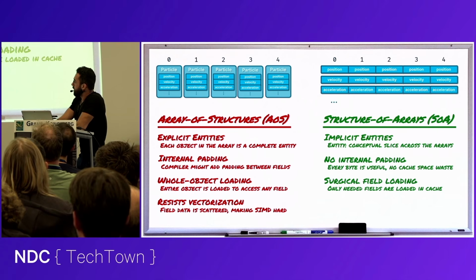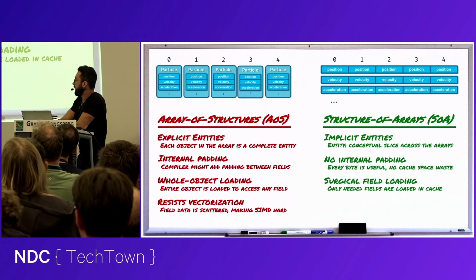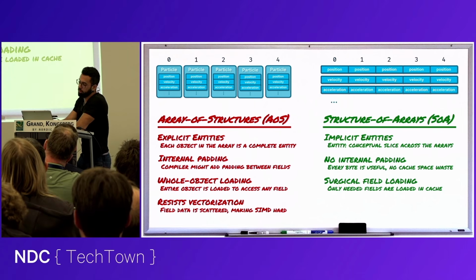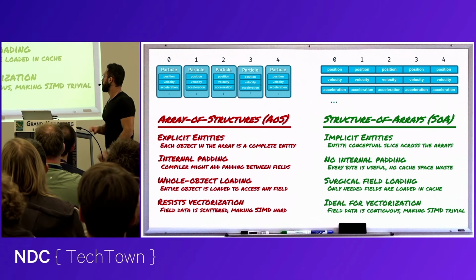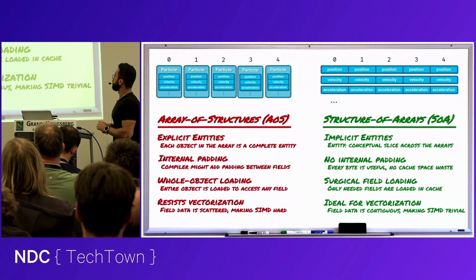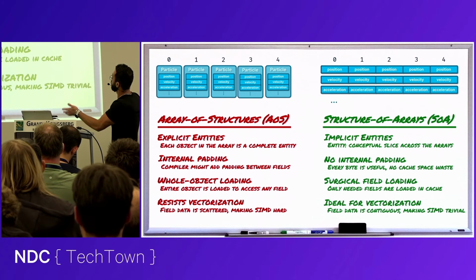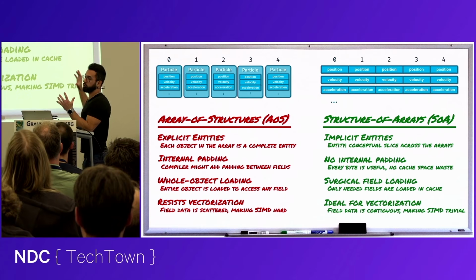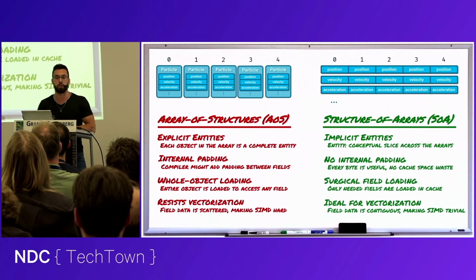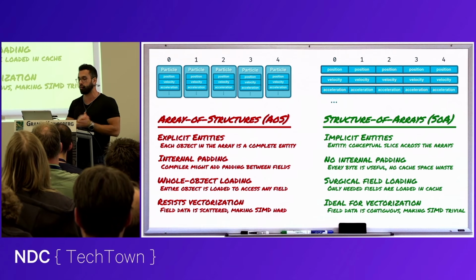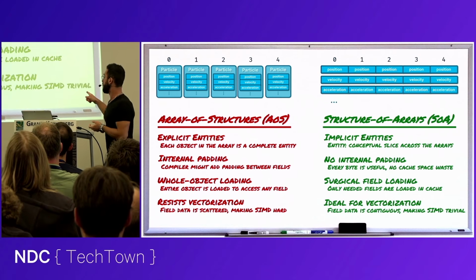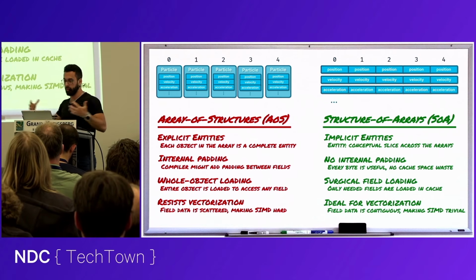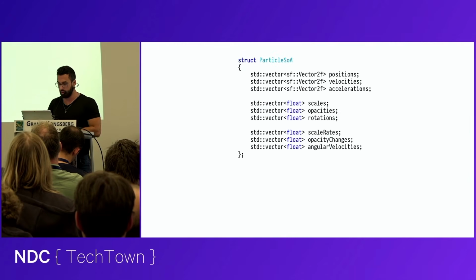AOS can be vectorized, but it's not the ideal layout for SIMD, so the compiler is going to have to do some stuff to make that work. We're going to see an example later. SOA is ideal for vectorization. Because every field's data is contiguous, you can easily see how I could take a SIMD register with all 4 positions and then all 4 velocities and perform a vectorized operation. It becomes much, much easier for the compiler to do vectorization on this stuff. And I also want to add, it's also ideal for GPUs. GPUs really like this layout as everything is flat and contiguous.